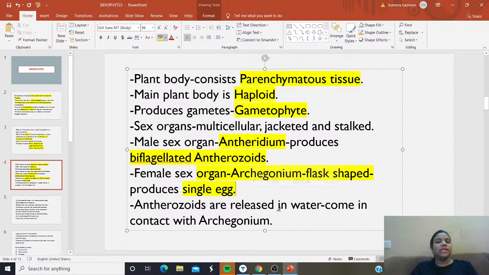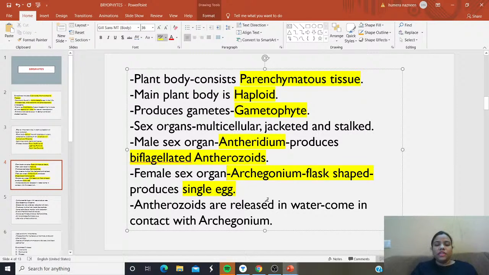Yes, the male sex organ is antheridium, and it produces biflagellated antherozoids. The female sex organ is archegonium. And how is this archegonium? It is flask shaped and it produces a single egg.